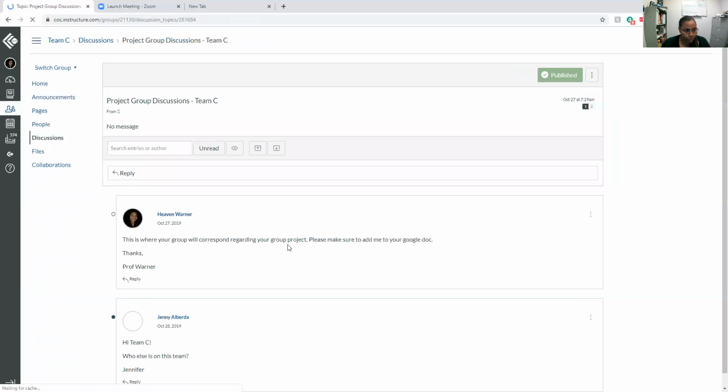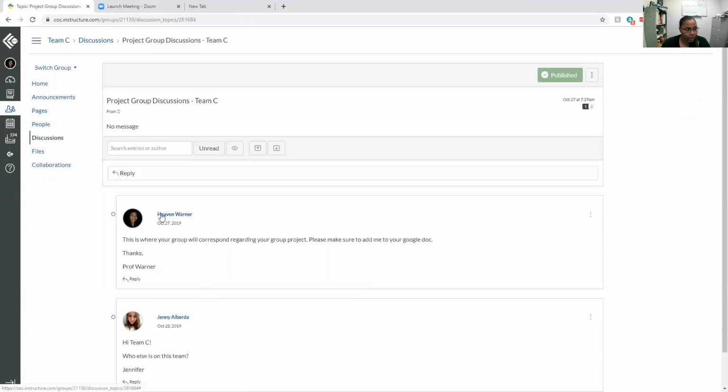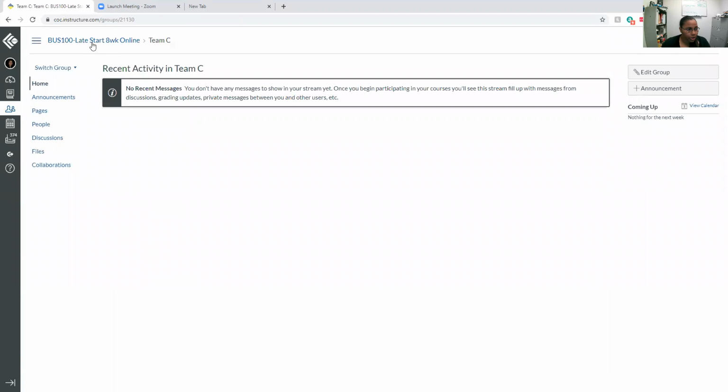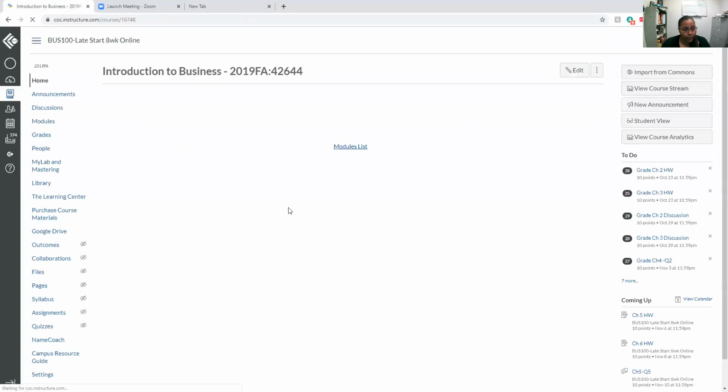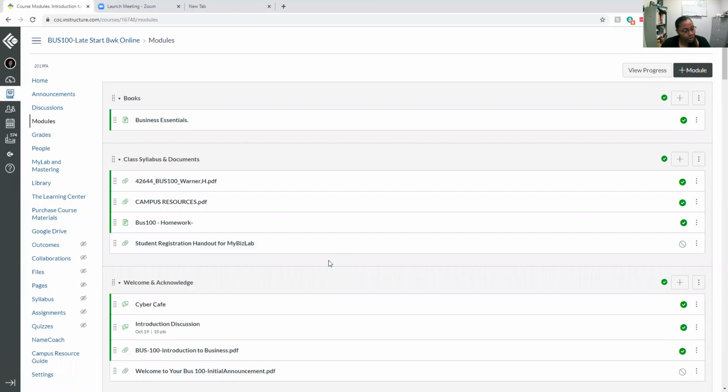I'll start in this initial one. Okay, so I posted this initial one and Jenny said, hi team C, who else is on this team? Jennifer. So you can start a new thread here, or you can piggyback off of hers to be able to correspond with your group. I'm just showing you where your group needs to be. Now remember, everybody needs to add me to their Google Doc. That way I can see who was waiting until the last minute to post their assignments.